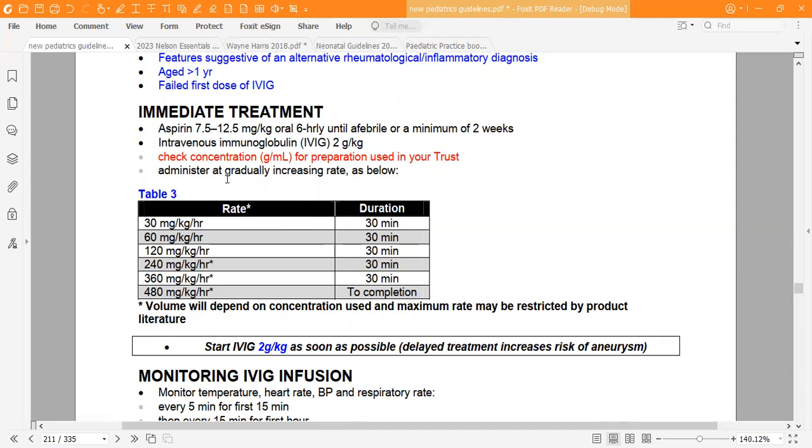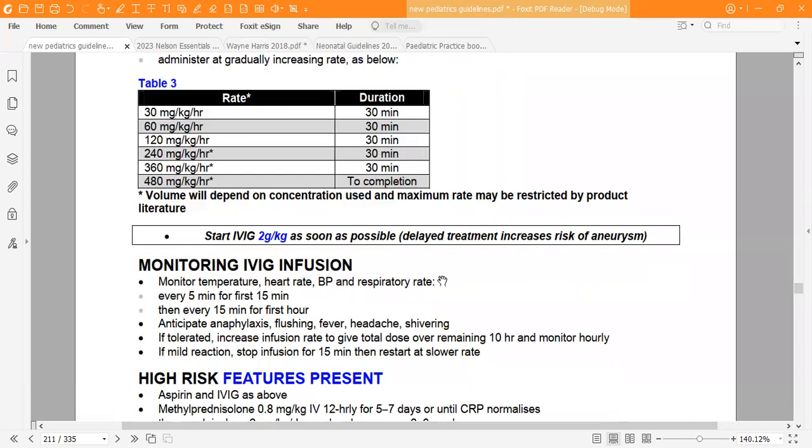Until you reach the 2 grams per kg level, you will start with 30 milligram per kg per hour over 30 minutes, and then 60 milligram per kg per hour for another 30 minutes, 120 for the next 30 minutes, and so on until you reach your target. Volume will depend on concentration used, and maximum rate may be restricted by product literature. Okay, he's saying here to start IVIG 2 gram per kg as soon as possible.